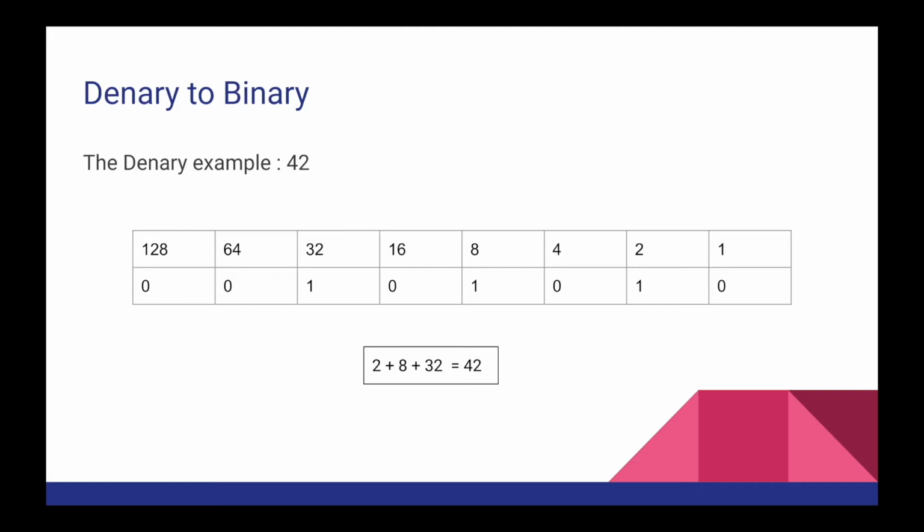Now let's see how to convert from denary to binary. The example I have chosen is 42. Create a table similar to the last one. Then leave the binary places blank. Find the numbers that would add up to give the denary number. Then place ones wherever necessary. Then place zeros wherever ones are not there.